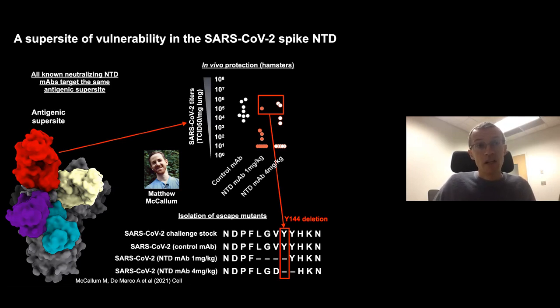This maps exactly at the center of the epitope recognized by this type of antibodies, and it was actually present in the alpha variant. So that showed that we recapitulated in the hamster model the clinical viral evolution that is ongoing in clinical samples. And indeed, when we delete residue 144, we have complete abrogation of binding and neutralization by these types of antibodies. So escape mutants had arisen in this model, whereas they were not part of the challenge stock.